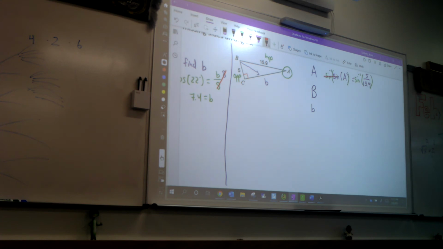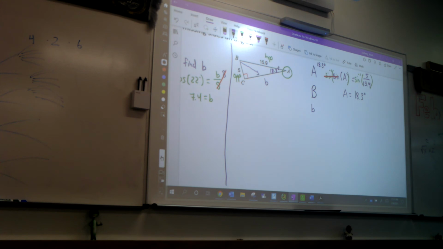Alright, so now help me out here, guys. What did you say A was? If I do the inverse sine of 5 over 15.9, what is it? 18.32. Degrees, right? Because that's our angle. So A is 18.3 degrees. I'm going to write that in here. 18.3 degrees. And now we just cheat and add it up to 180.